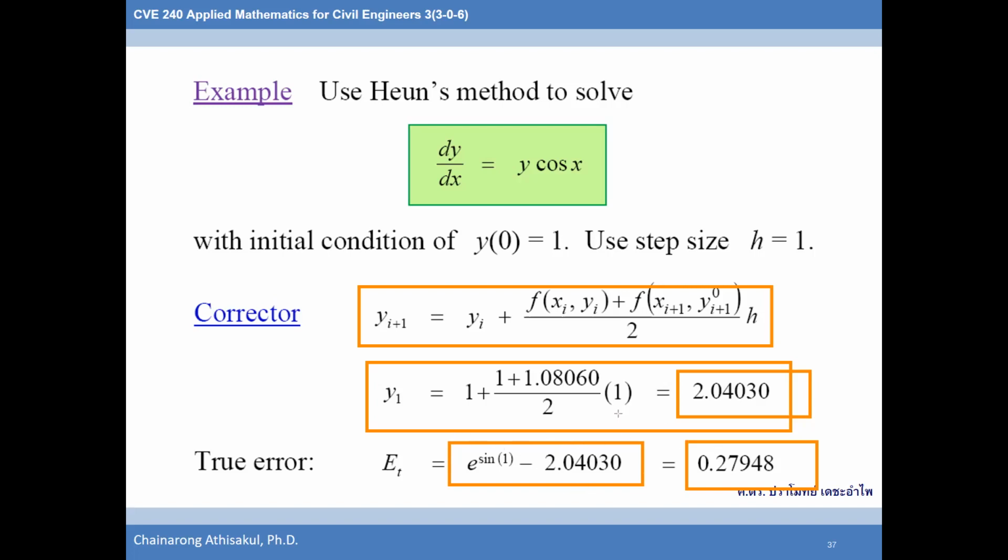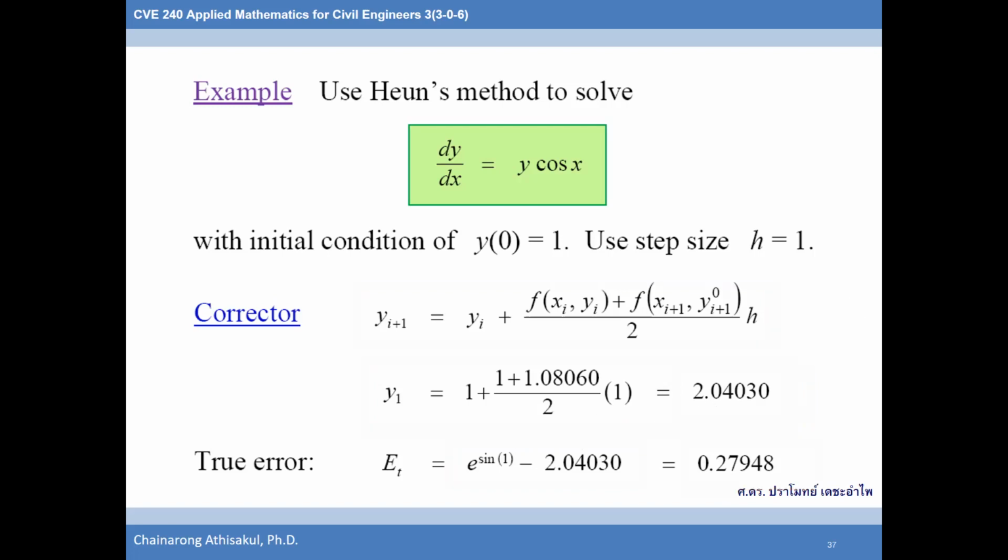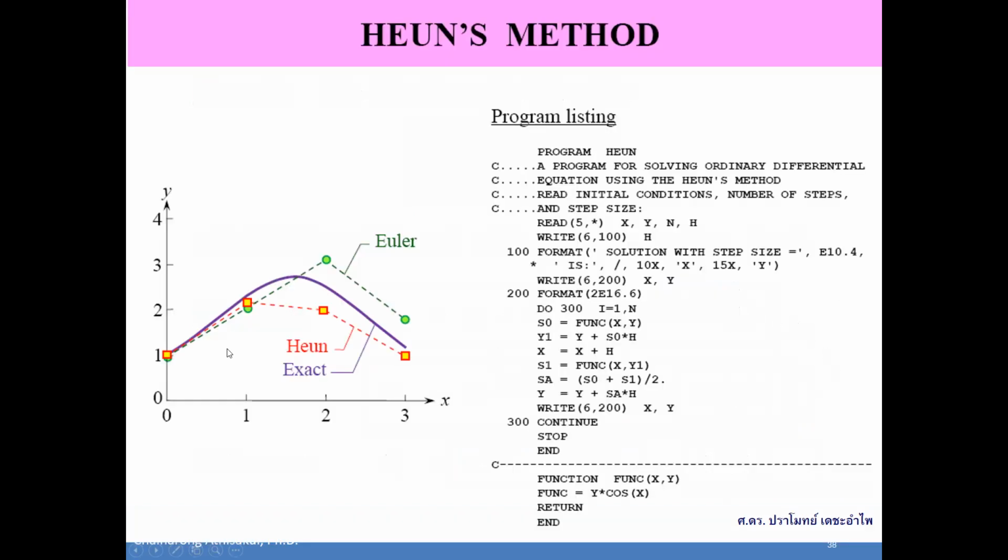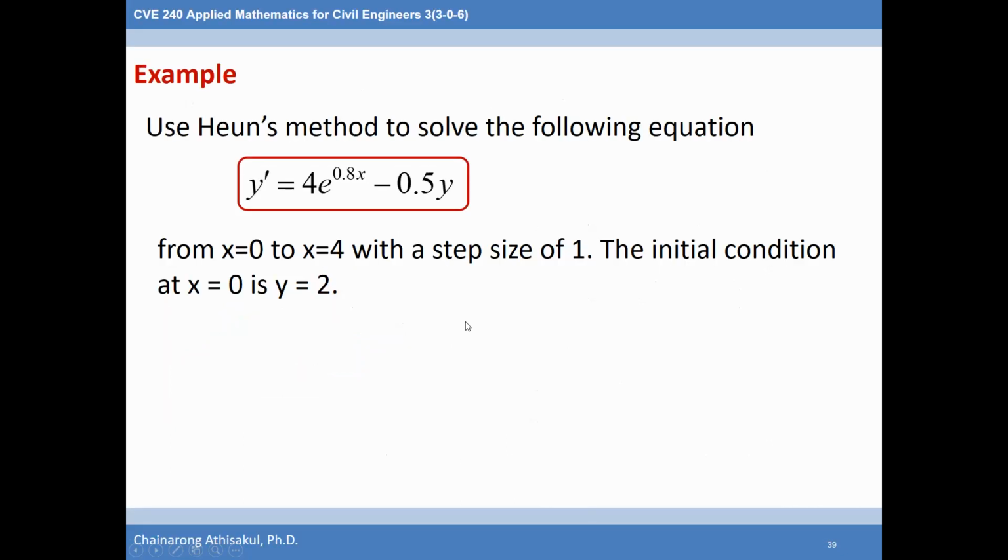From this, if we compare the solution from HEUN'S method with the Euler method, you see that HEUN'S method is closer to the exact solution than the Euler method. But it is maybe not good enough. This is just the idea of HEUN'S method.